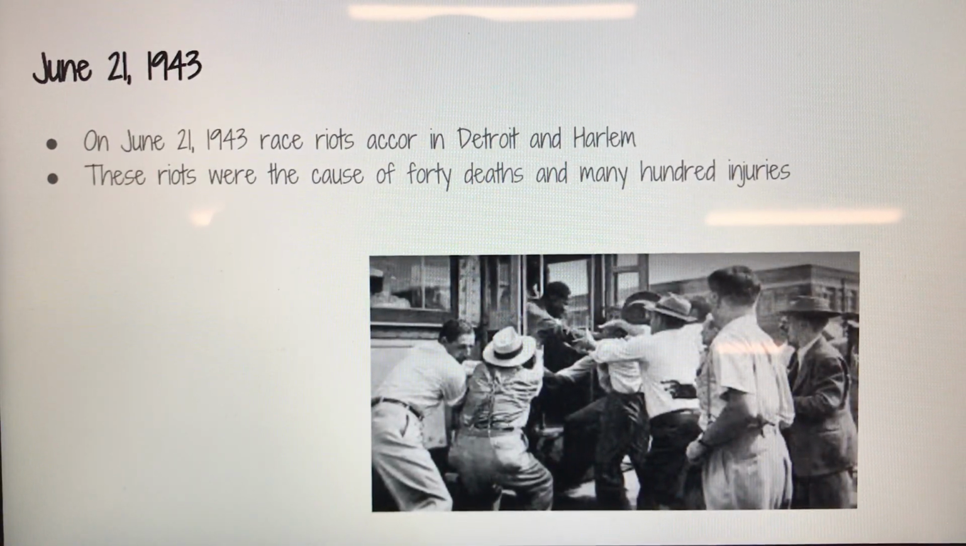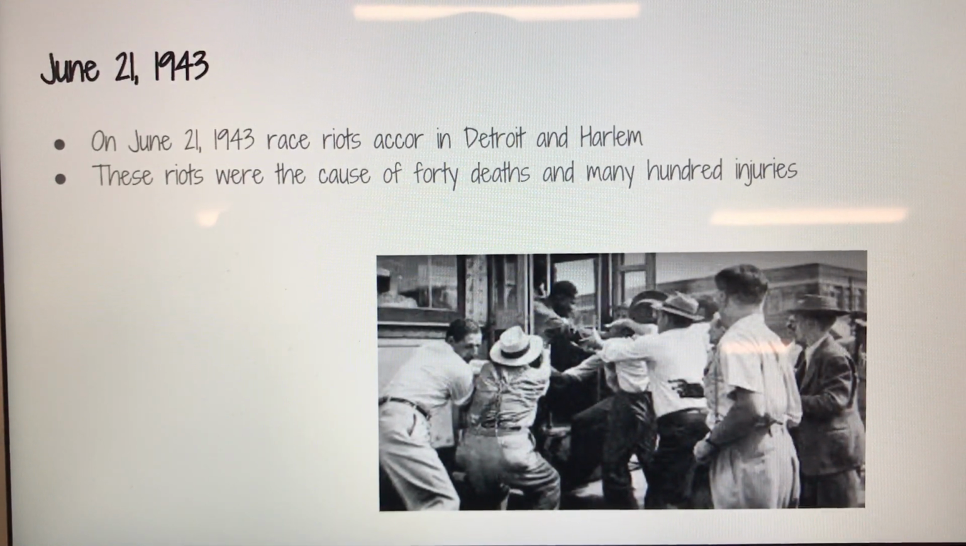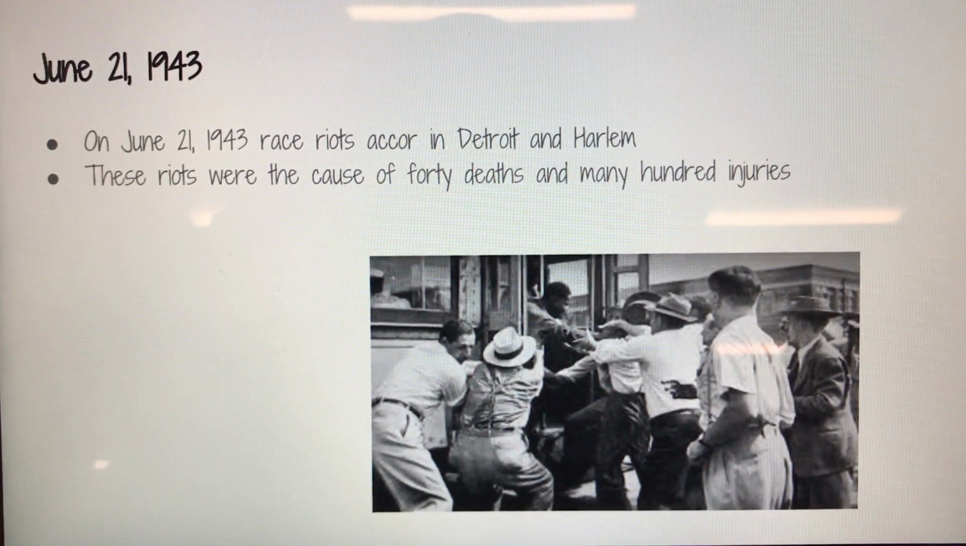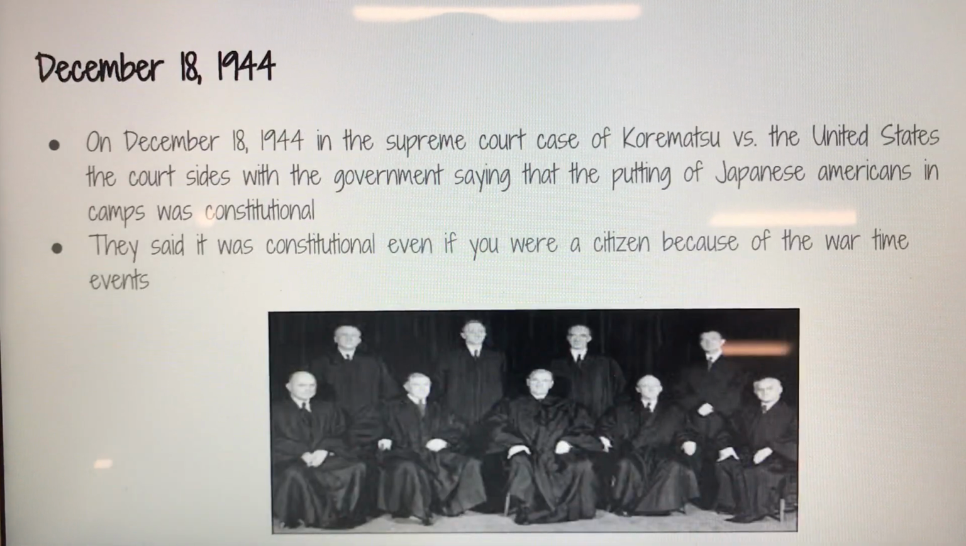June 21st, 1943. On June 21st, 1943, race riots occurred in Detroit and Harlem. These riots were the cause of 40 deaths and many hundred injuries.